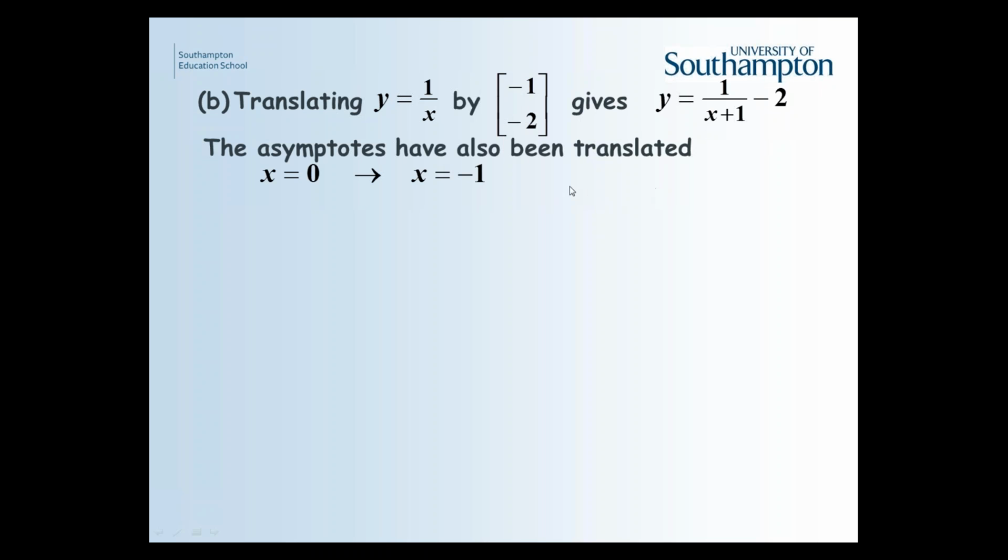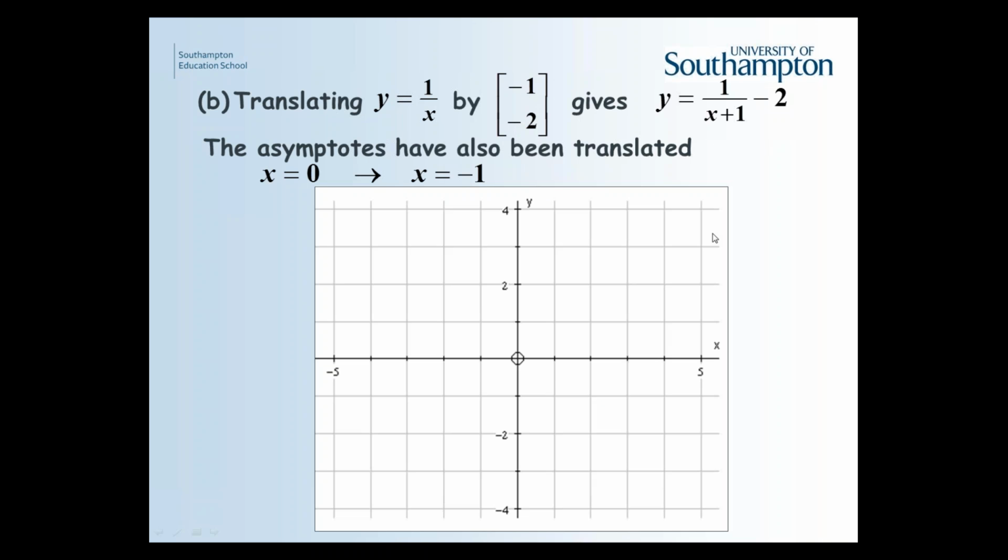Now, the most useful thing is to think about what happens to the asymptotes. The asymptotes were originally at 0, 0. They will now be at minus 1, minus 2. So the most useful thing is to draw the asymptotes in first. Move to minus 1 and to minus 2. Then it's often easier to do that first, and then you can draw in the shape of the two bits.